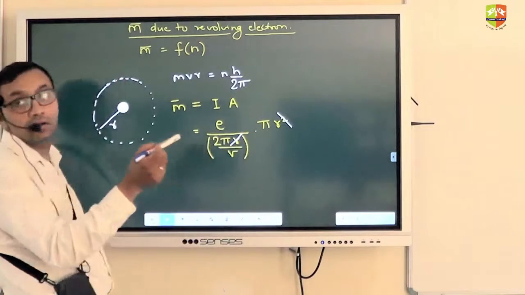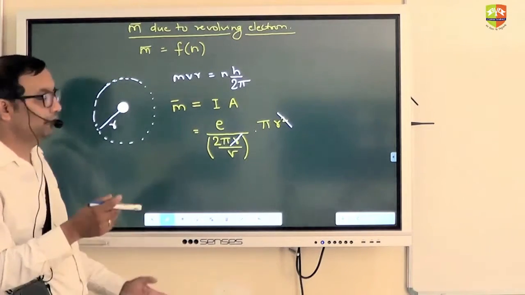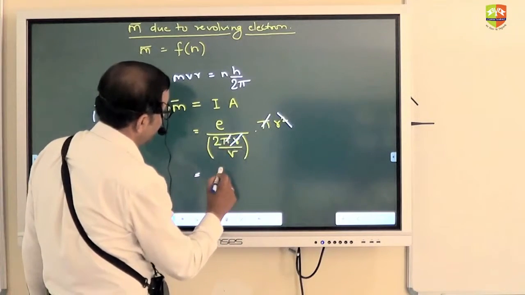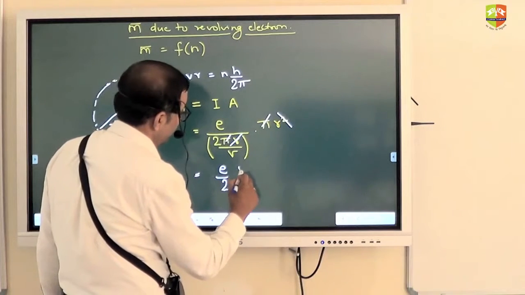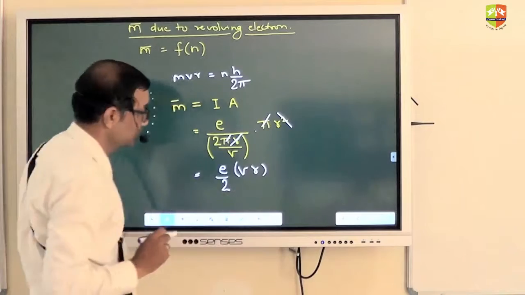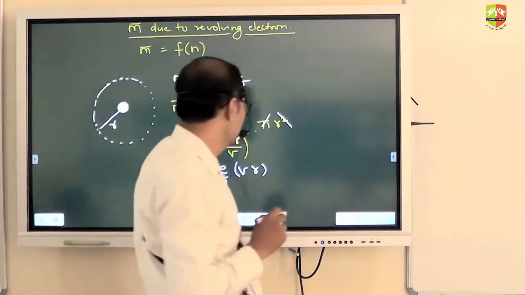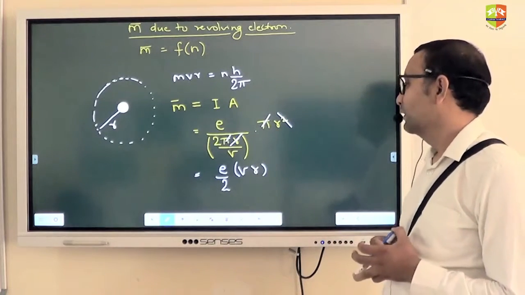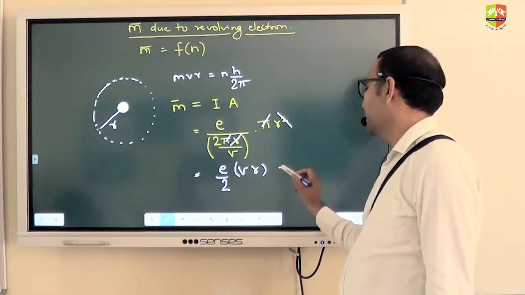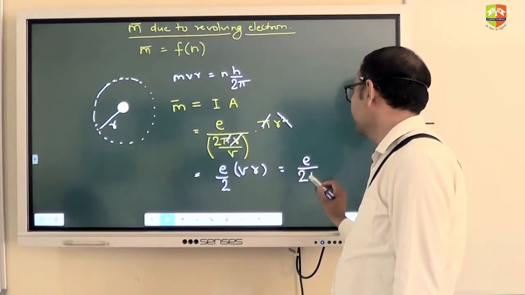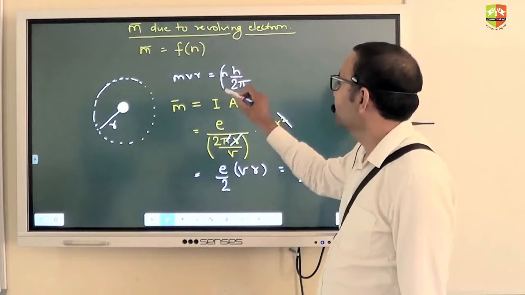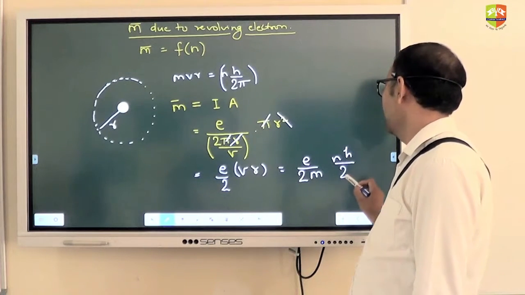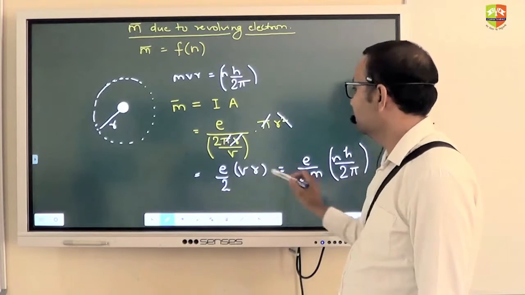Will r also be dependent on n? Yes. So you will get e by 2 into v into r. Fine? This is a magnetic dipole moment. Now when you see v into r, what do you do? Multiply and divide by m. So e by 2m into mvr. mvr is nh by 2 pi. Understood? So you can write here nh by 2 pi. This is your magnetic dipole moment.